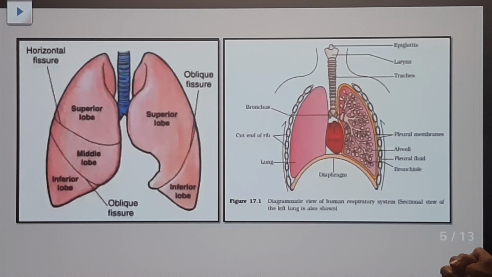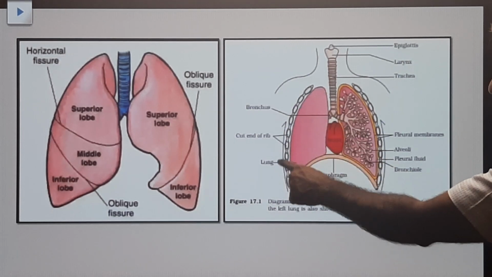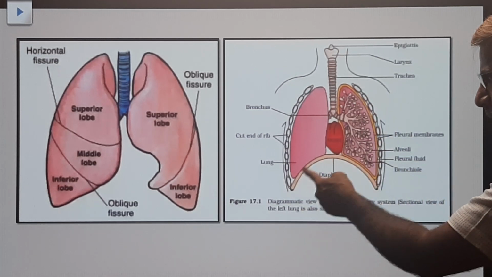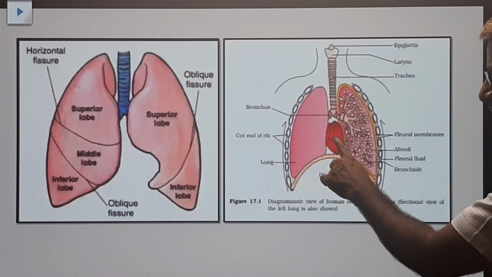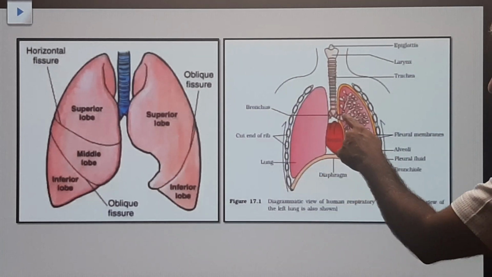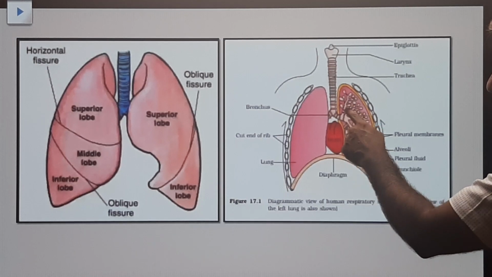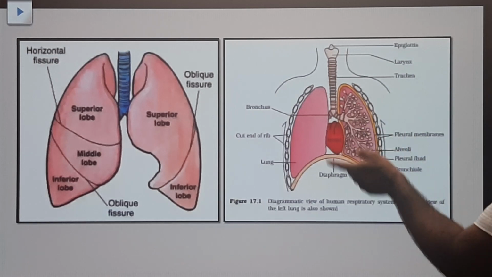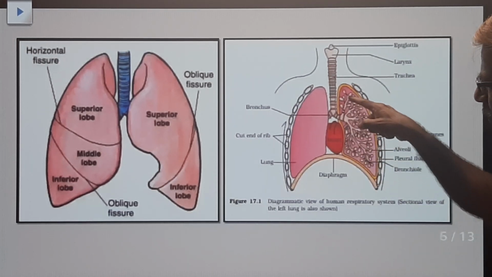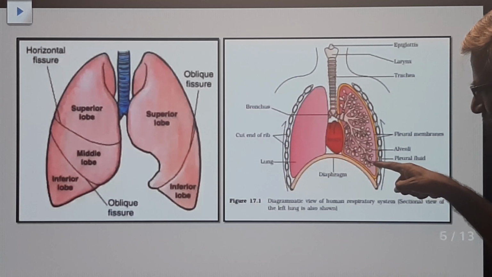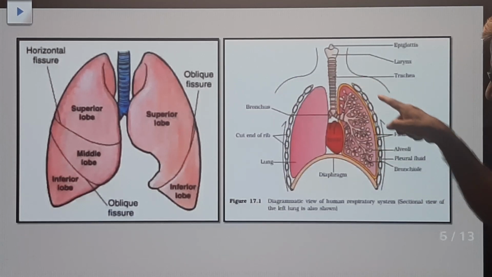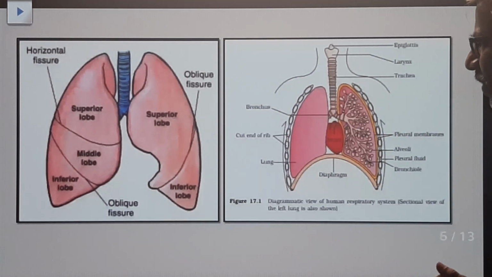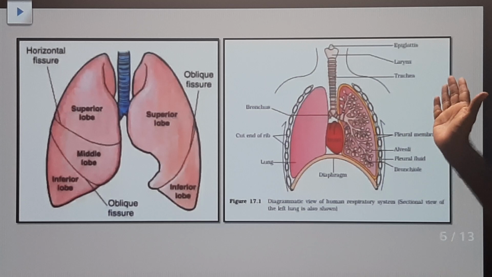See this? These are the ribs. This is the location of the diaphragm, which is present in a dome shape. This is the heart. Internally, the bronchi divide into bronchioles, bronchioles into terminal bronchioles, and terminal bronchioles into respiratory bronchioles. They open into clusters of alveoli. These are clusters of alveoli. The lungs are lined with pleural membranes. This is the detailed structure of the lungs. Have a look.